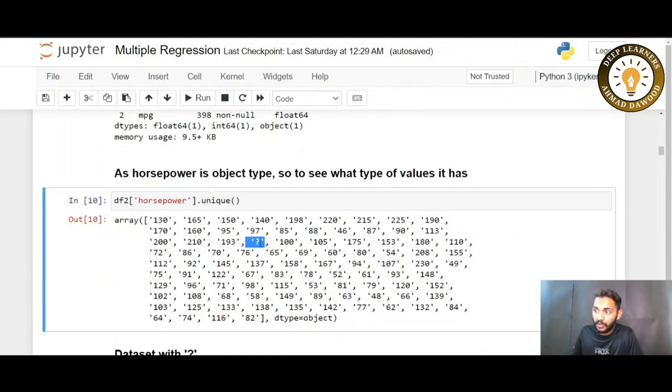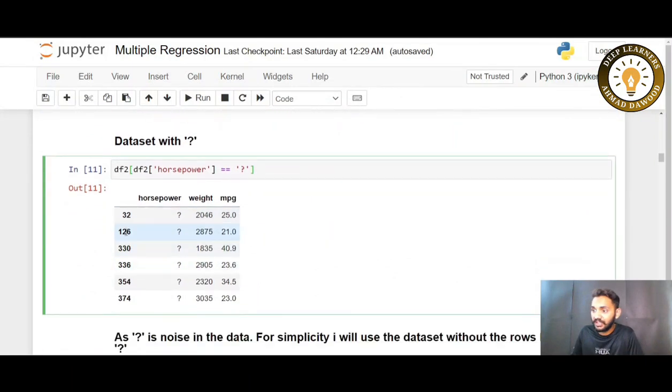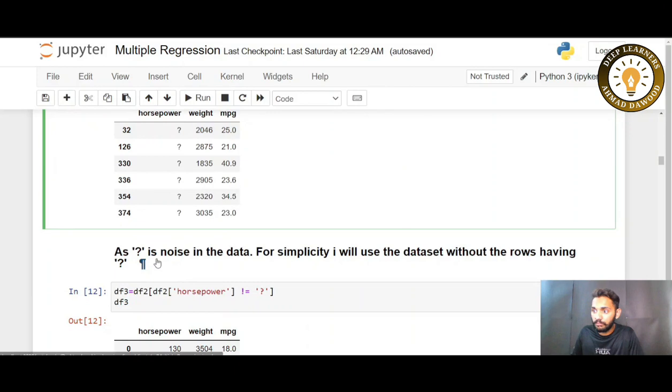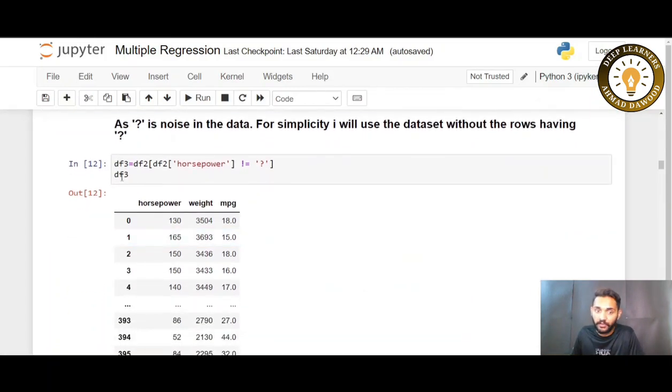Okay, which is in the form of question mark. So I will also remove the rows that contain question marks. Here there are six data points, or six samples, or six rows in our data set, which actually have question marks in the horsepower column. So I am just ignoring that noise and extracting the data set without the rows containing question marks. Now I have this data frame 3.